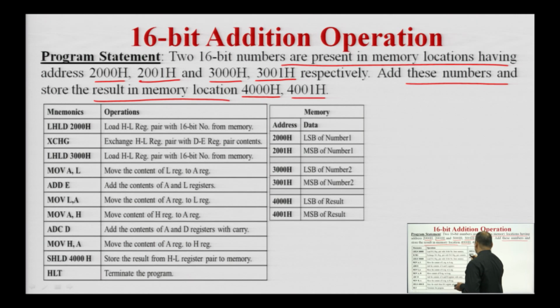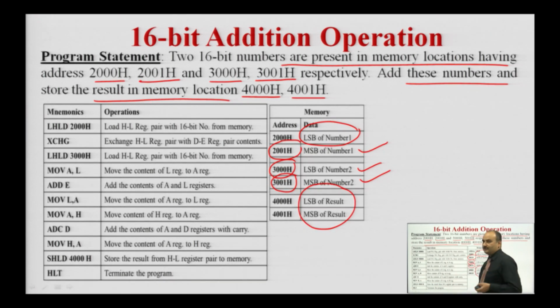The address 2000 H will have the LSB of number 1. At address 2001 H we have the MSB of number 1. At address 3000 H and 3001 H we have the LSB of number 2 and MSB of number 2 respectively, and after the addition we need to store the LSB of result and MSB of result in memory locations 4000 H and 4001 H respectively.